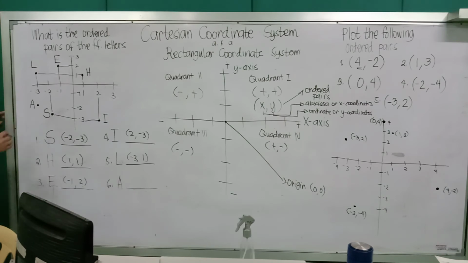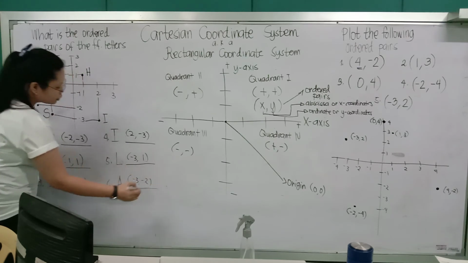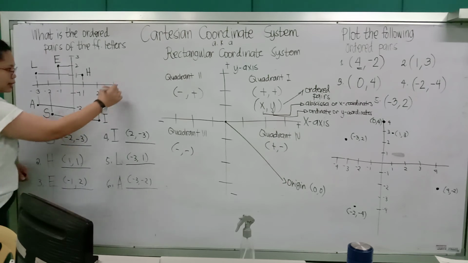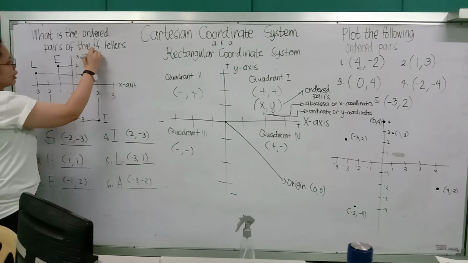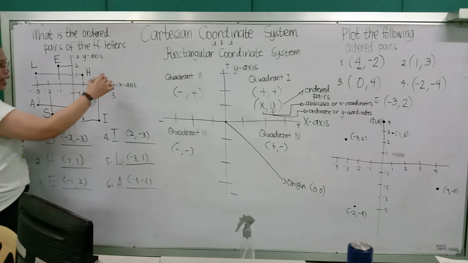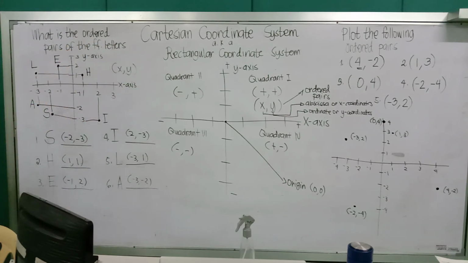Last is letter A. So, we have negative 3 and negative 2. So, in this case po, lagi nyo pong tandaan at laging unahin si x-axis bago po si y-axis. Alright? So that we can have an ordered pair which is x and y. Okay? So, ayun po yung ginawa natin.